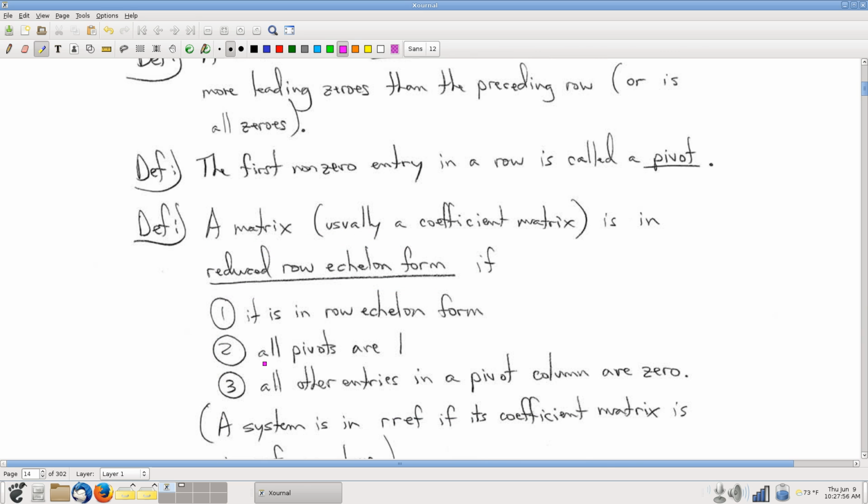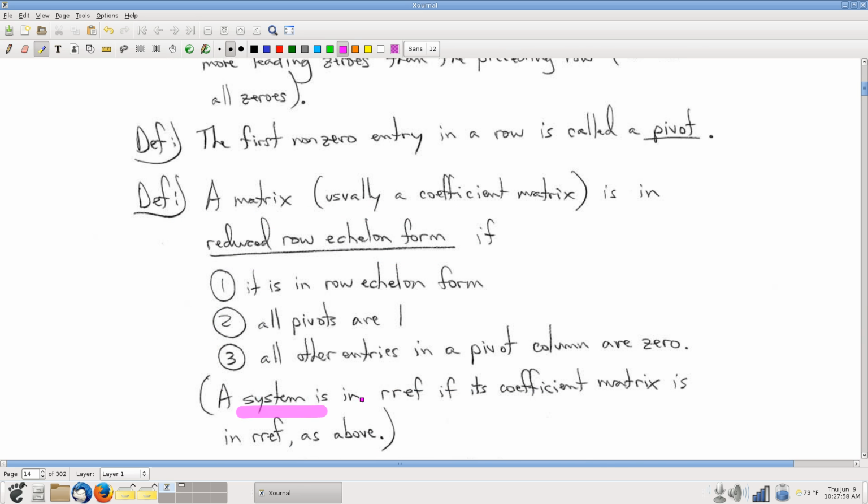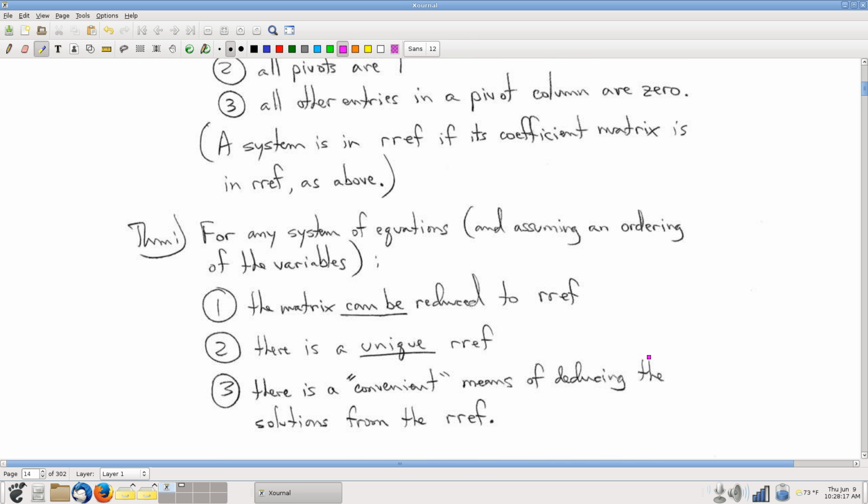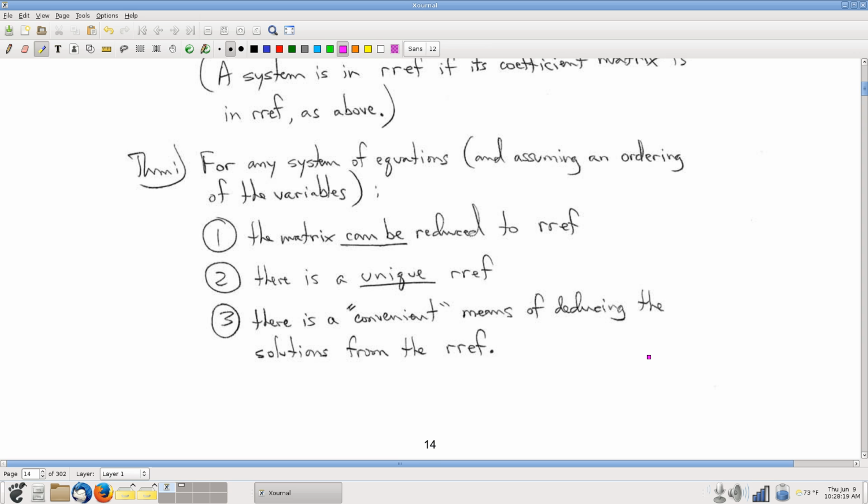Now, a side note, if you're talking about a system of equations, we can talk about the system being in reduced row echelon form. Specifically, when we refer to a system being in reduced row echelon form, we're talking about the coefficient matrix being in reduced row echelon form. Okay. All right. So there are some neat facts about reduced row echelon form. These are not obvious. These are things that have to be shown, and we will not show all of them in Math216, but we will make use of these facts.